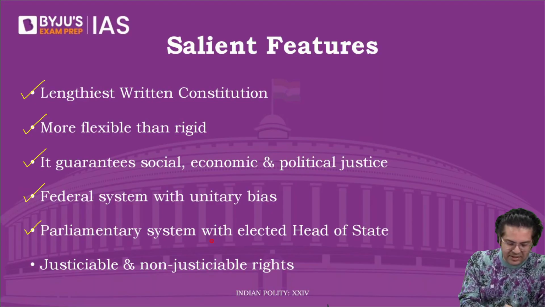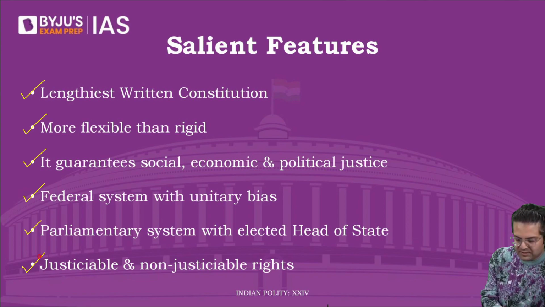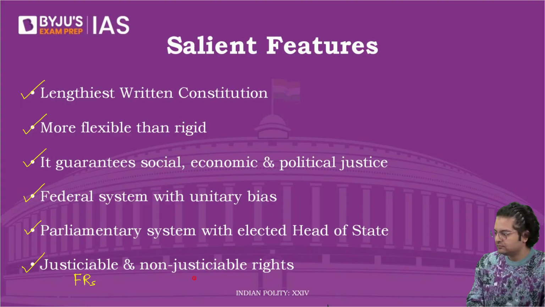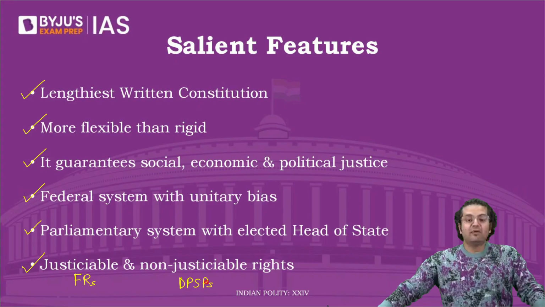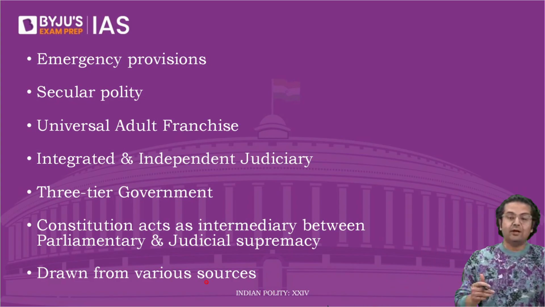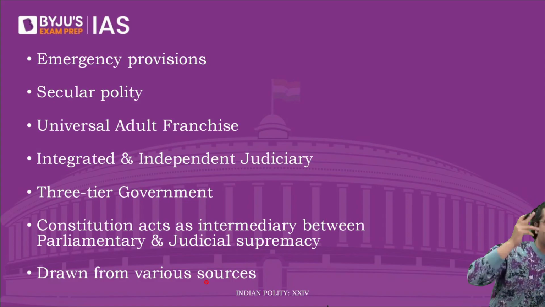Then justiciable and non-justiciable rights. This is fundamental rights. What is this here? Tell me what to write. Very good. DPSPs. Excellent. Then emergency provisions. Of course, we have that also. How can you forget emergency provisions? Then secular polity. So what is polity? Polity is form of government, first class only.